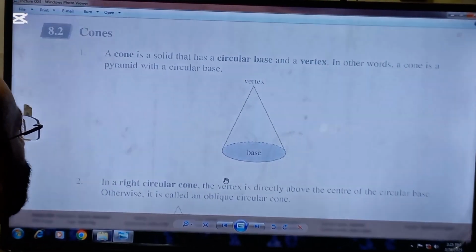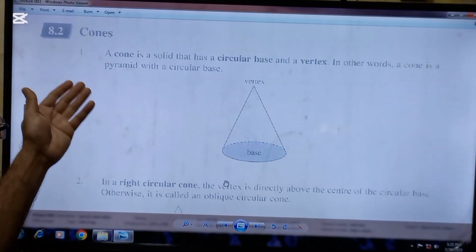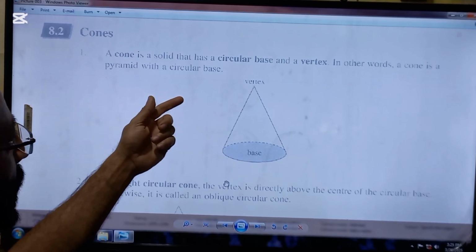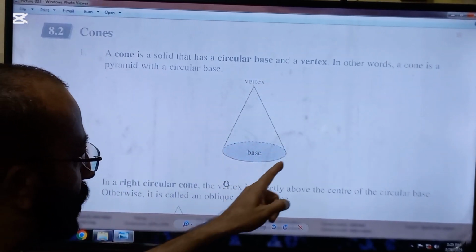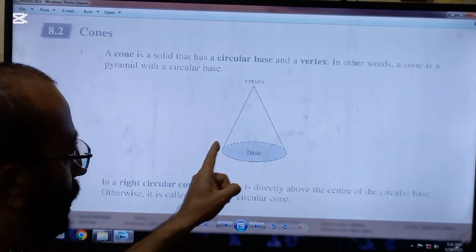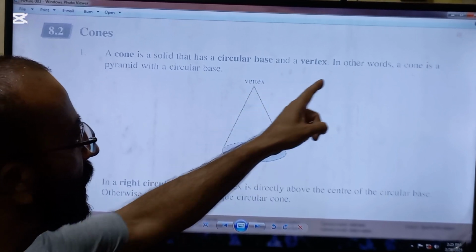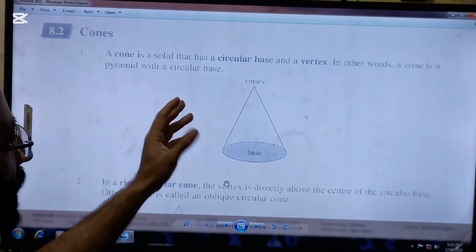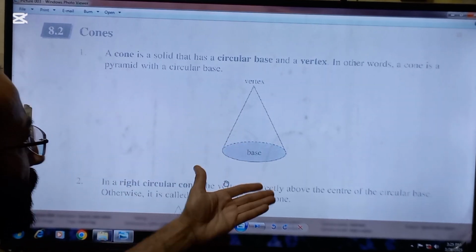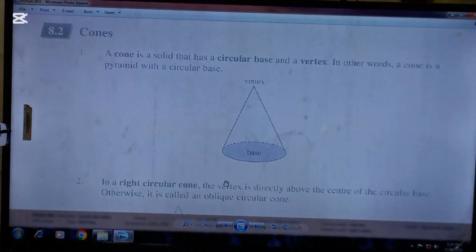In maths, we are going to start the cones topic, which is actually a part of a bigger topic, mensuration. First, a cone is a solid that has a circular base and a vertex. So it's a shape having a circular base and a vertex. In other words, a cone is a pyramid with a circular base. So this is the definition of the cone.